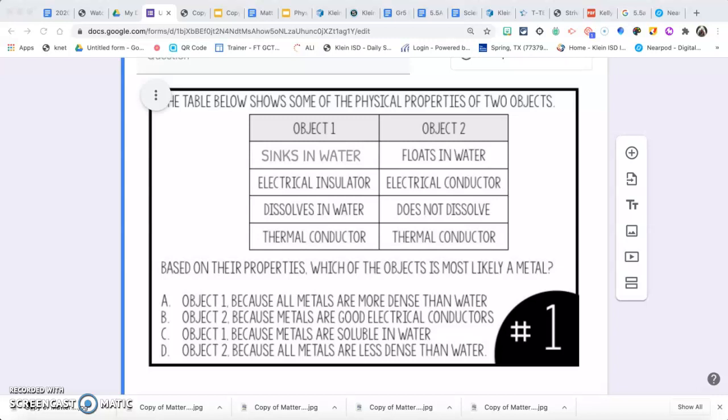A. Object 1, because all metals are more dense than water. B. Object 2, because metals are good electrical conductors. C. Object 1, because metals are soluble in water. D. Object 2, because all metals are less dense than water.